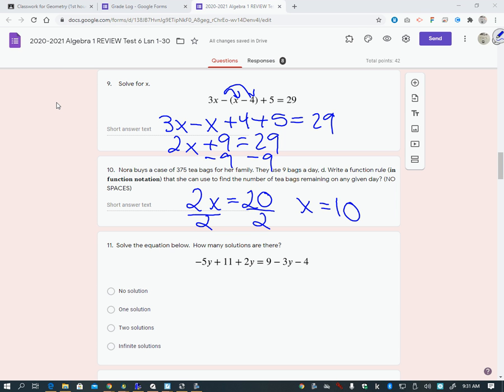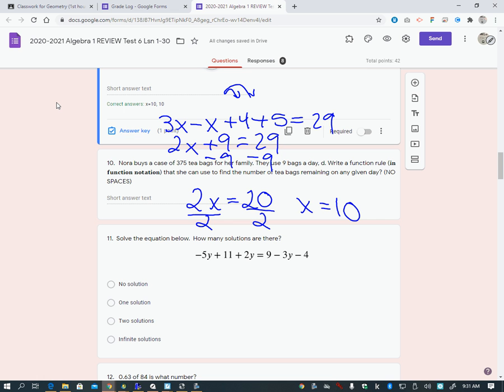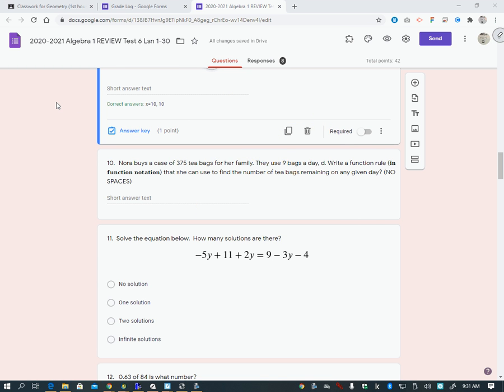Are we following all of that okay? You didn't put x equals 10? All right, let's see what this one says. x equals 10. She took 10 on this. If you're supposed to solve for a variable, I want to see x equals, y equals, a equals, b equals, whatever the variable is. You understand? Okay. We're good there? All right. 10.